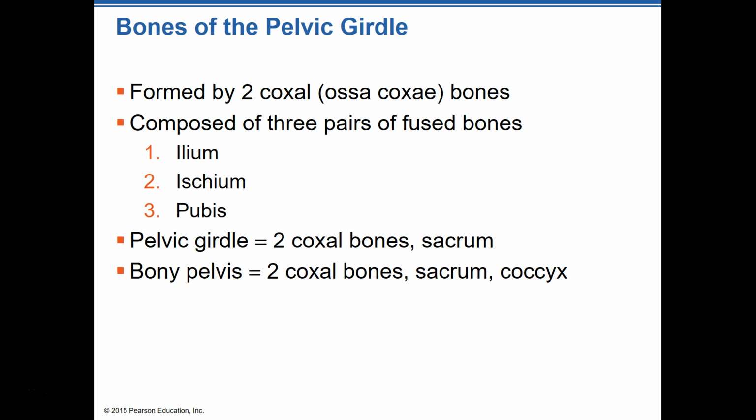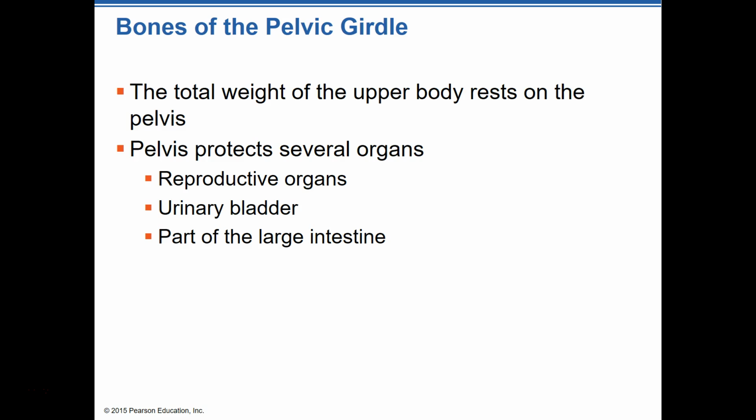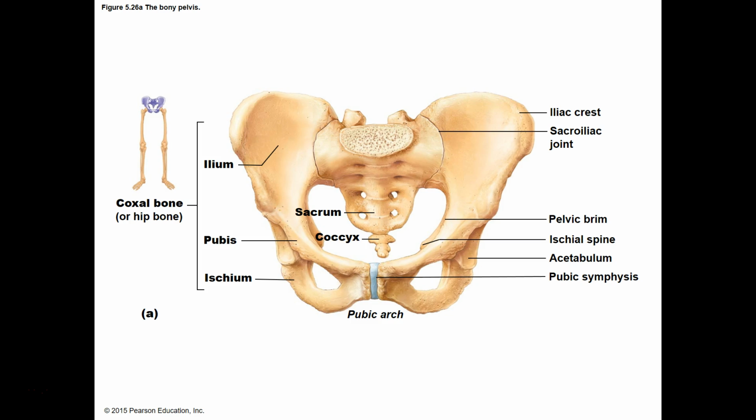Pelvic bones are formed by 2 coxal bones, and there are parts of 3 pairs of those bones that are fused together. We don't usually look at them as being separate, but the ilium, ischium, and pubis form that pelvic girdle that protects everything in that, and it supports the weight of the body. It protects all those organs in there, the reproductive organs, the bladder, and parts of the intestine.